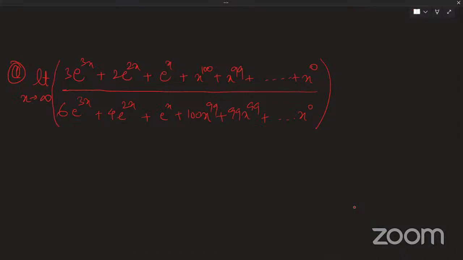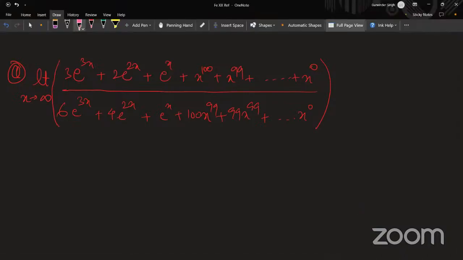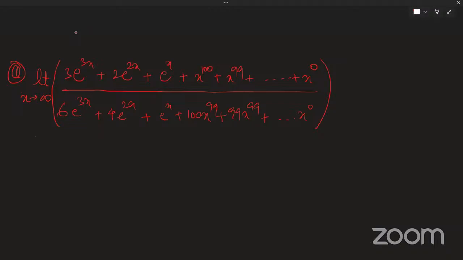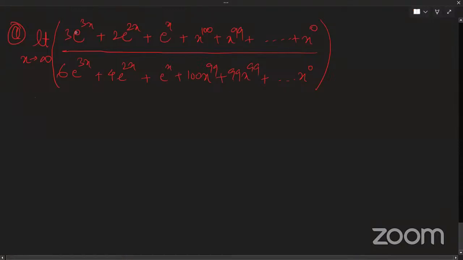Is it 1 by 2, the answer? Correct. The answer is 1 by 2. Great. So obviously you will just apply your trick and ignore your polynomial.